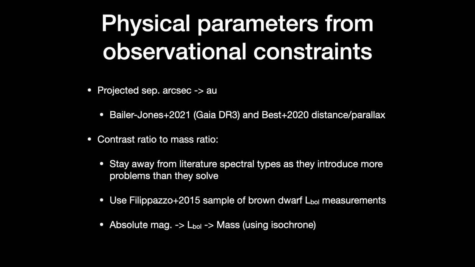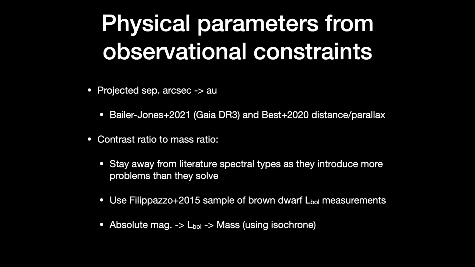So the first step in looking at the actual population is converting our observed parameters into physical parameters so we can learn about those systems. The easy one is converting our projected separation, so in an image, you see the angular separation of that binary, into a physical separation. And that's just regular trigonometry. We take the angle, we multiply by the distance, and we get the physical separation. In this case, the distances come from Gaia and some of Will Best's very important work on brown dwarf parallaxes.